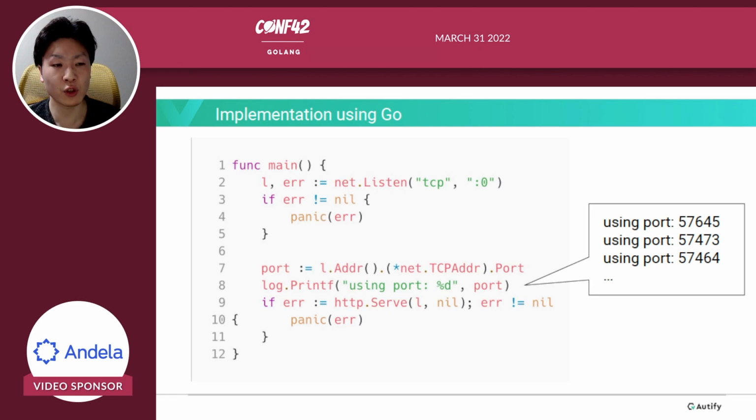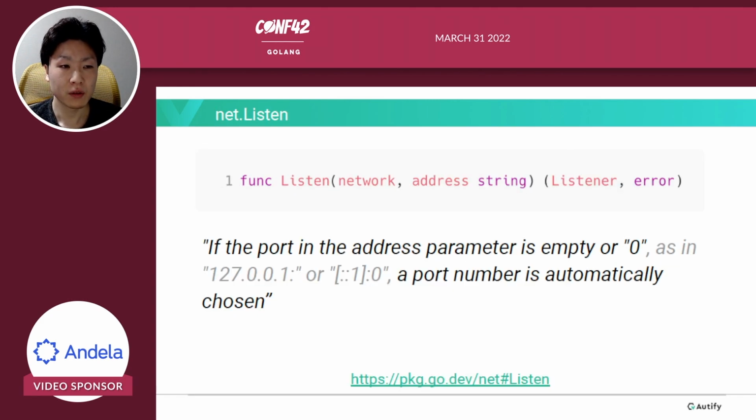The answer is straightforward. Here is a sample code with a minimum number of lines. Look at the second argument of the net.Listen function in the second line. I passed 0 to the second argument. This way, the port assigned changes each time the server runs, as you see in this slide. The Go document of the net package describes the behavior. If the port in the address parameter is empty or 0, a port number is automatically chosen.